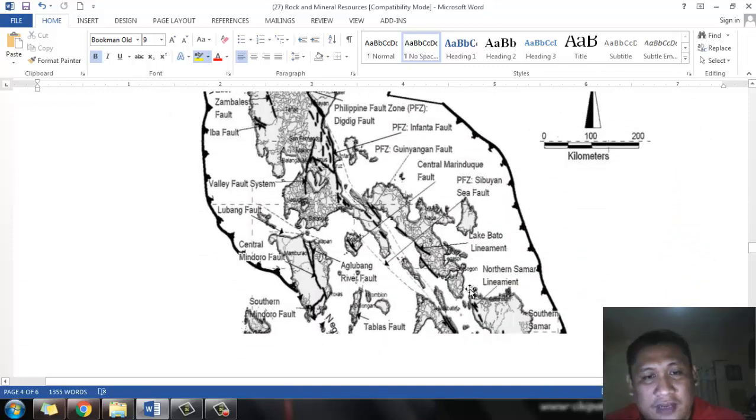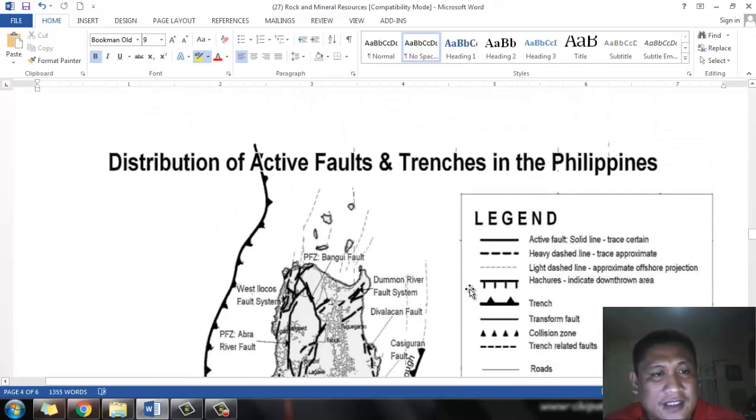This map will show to us the different trenches, no? These are the distribution of active faults and trenches in the Philippines. When you say active faults, these faults are constantly moving because of volcanic activity, or sometimes there is a continuous earthquake that is going on in these particular active faults.